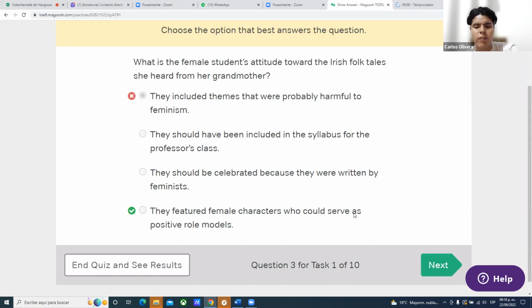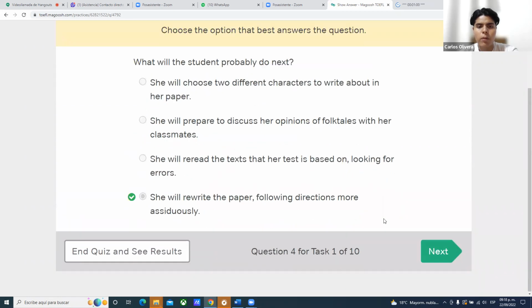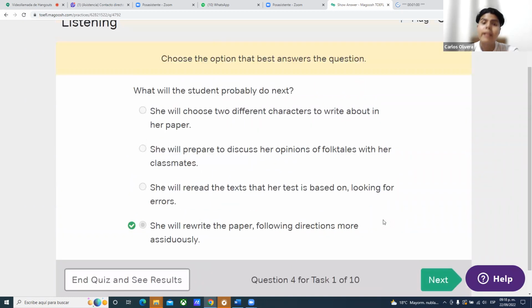And I think that demonstrates, right, that she considered this could be a positive topic for models today. Fourth one, what will the student probably do next? Well, she will rewrite the paper following directions more assiduously. This is exactly what the professor counsels or recommends her to do next, right? Read this, compare your characters, and please never mention anything out of the context of the assignment I'm giving you, right? So this is exactly what she will do, right? I think there's no reason to doubt with this one.